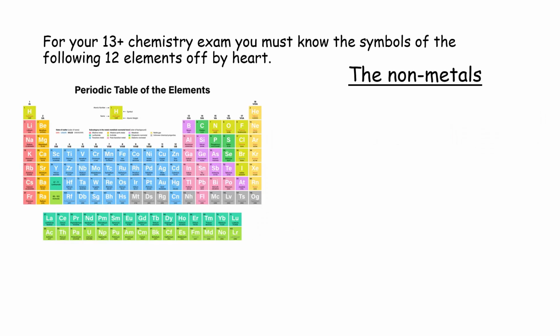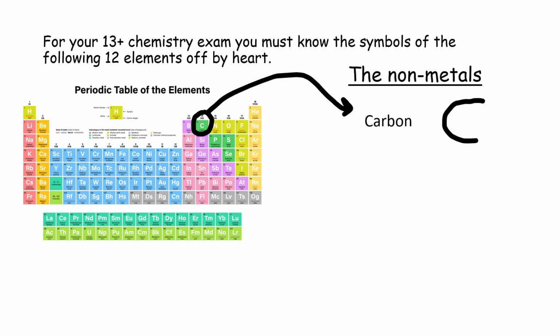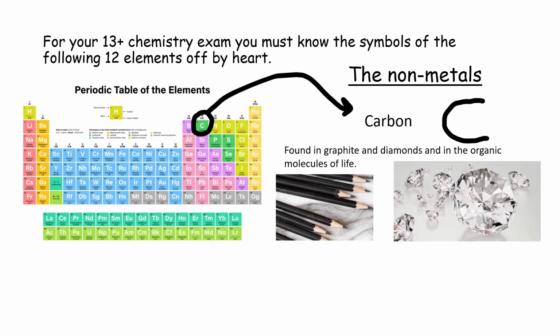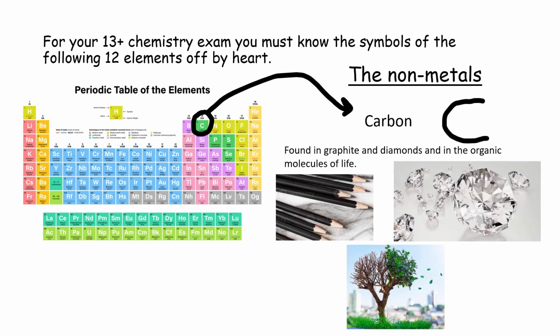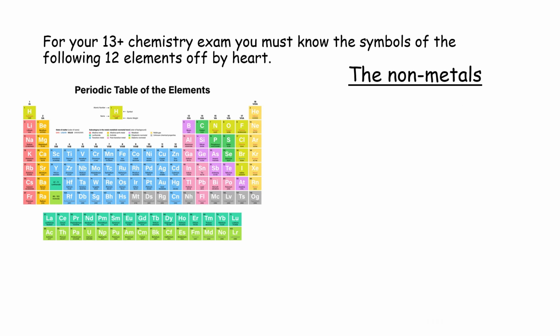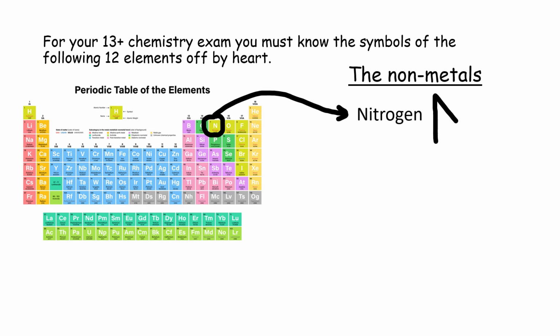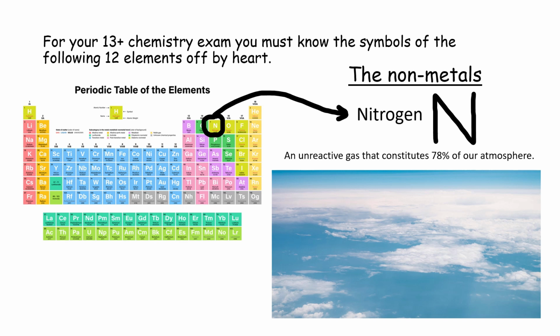Now let's look at the non-metal elements that you have to know the symbols for off by heart. Here we have carbon, which has the symbol capital C, found in graphite and diamonds and in the organic molecules of life. Now we have nitrogen. Nitrogen is a gas with the symbol N, an unreactive gas that constitutes 78% of our atmosphere.